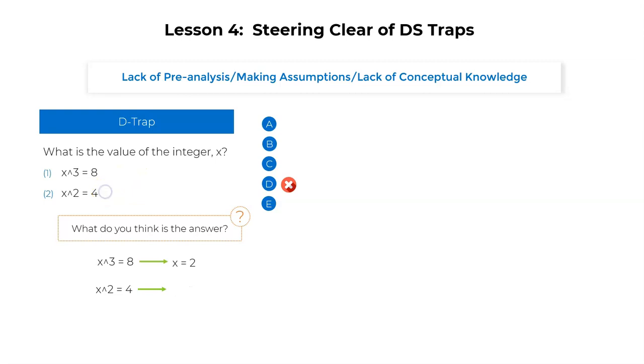But however, if you do the proper analysis, if you have good conceptual clarity, you'll know that if x squared is equal to 4, then that means x is plus 2 or minus 2. And since you're looking for the value of x, you're not getting a unique value. So obviously statement 2 is not sufficient, statement 1 is, so the answer has to be A.